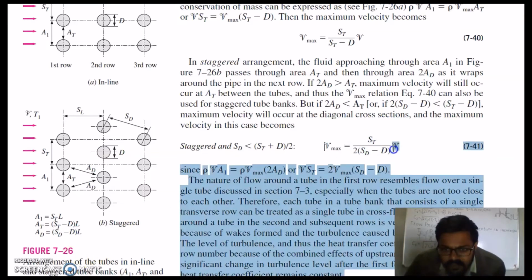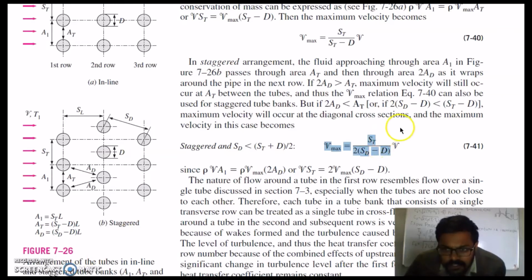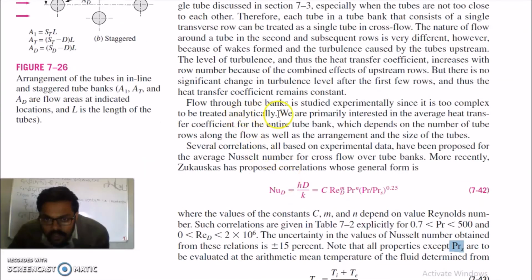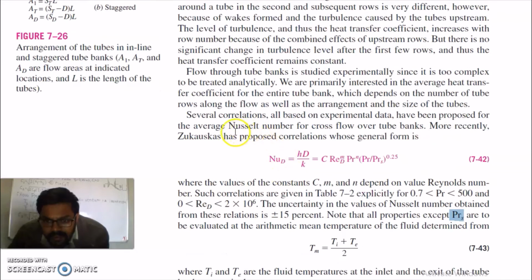This relation is for staggered tubes, in which if you rearrange this you will get this, in which your SD is less than (ST plus D) by 2. Flow through the tube bank is studied experimentally since it is too complex to be treated analytically. There are relations available for Nusselt number based on the experimental data.